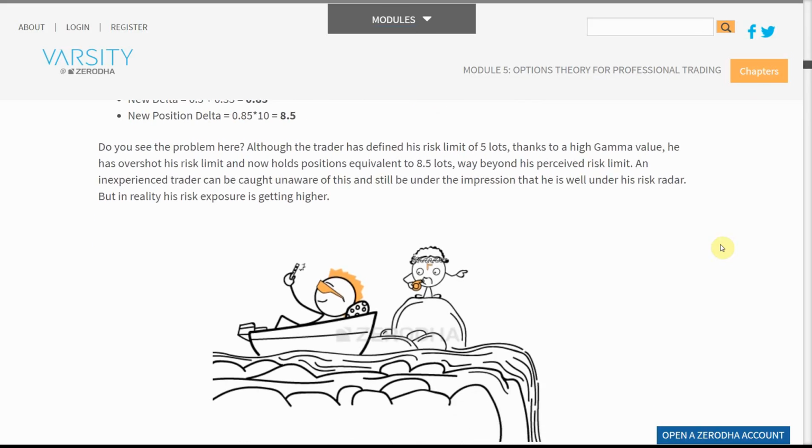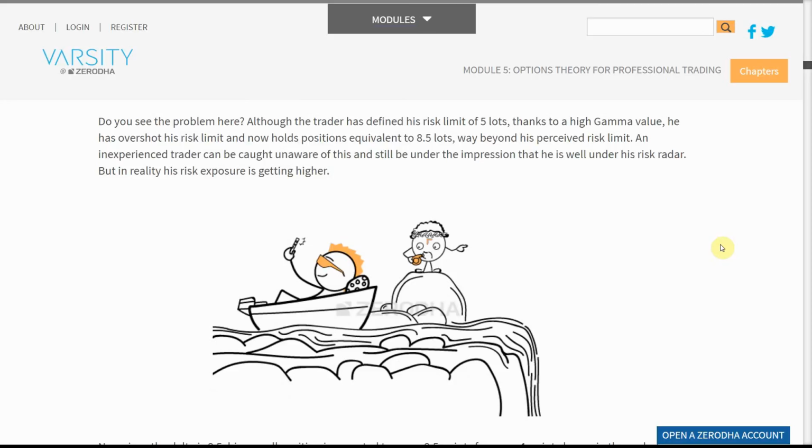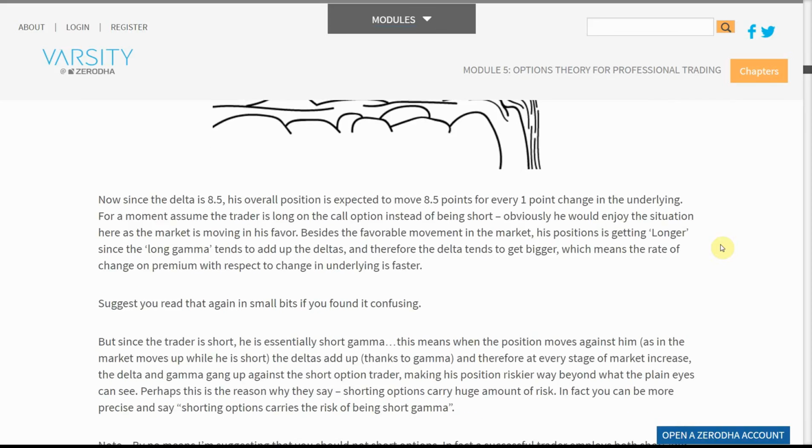Do you see the problem here? Although the trader has defined his risk limit of 5 lots, thanks to a high gamma value, he has overshot his risk limit and now holds positions equivalent to 8.5 lots, way beyond his perceived risk limit. An inexperienced trader can be caught unaware of this and still be under the impression that he is well under his risk radar. But in reality his risk exposure is getting higher.